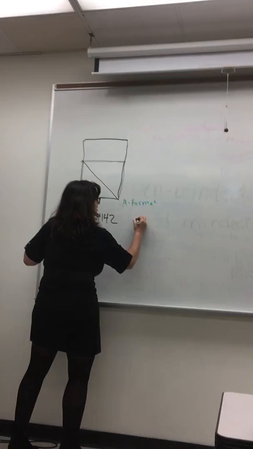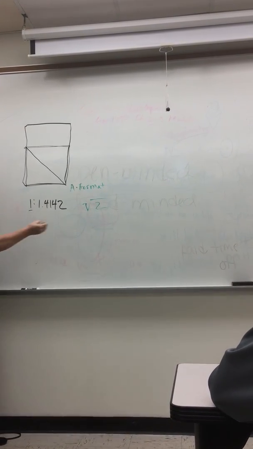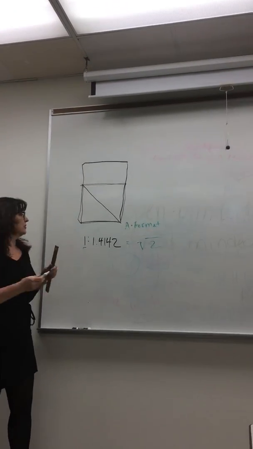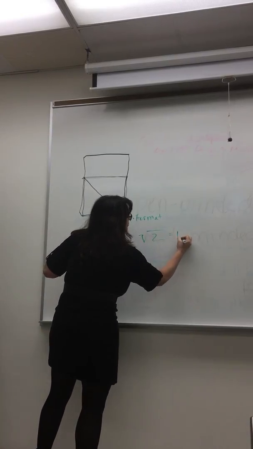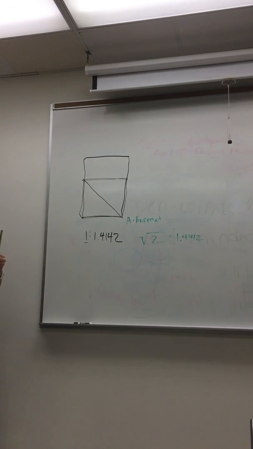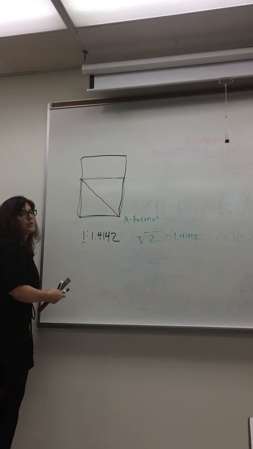How does that measure again? The square root of 2. That proportion, 1.4142, is the square root of 2. So the square root of 2 equals 1.4142. So that's one of the reasons that we like it.